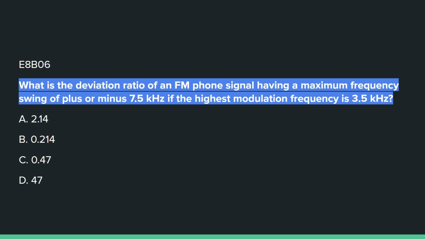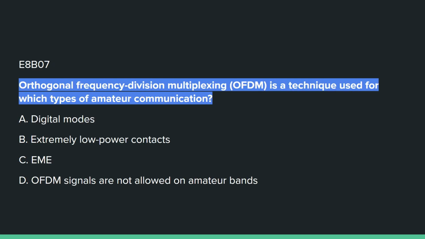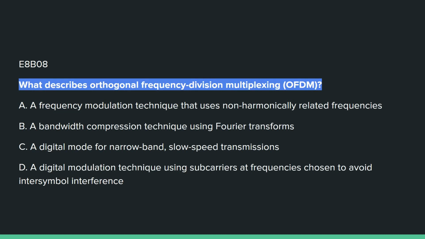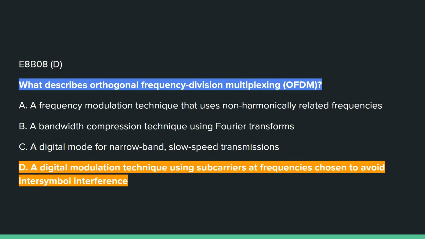E8B06, what is the deviation ratio of an FM phone signal having a maximum frequency swing of plus or minus 7.5 kHz if the highest modulation frequency is 3.5 kHz? A. 2.14. E8B07, orthogonal frequency division multiplexing is a technique used for which type of amateur communication? A. Digital modes. E8B08, what describes orthogonal frequency division multiplexing? D. A digital modulation technique using subcarriers at frequencies chosen to avoid intersymbol interference.